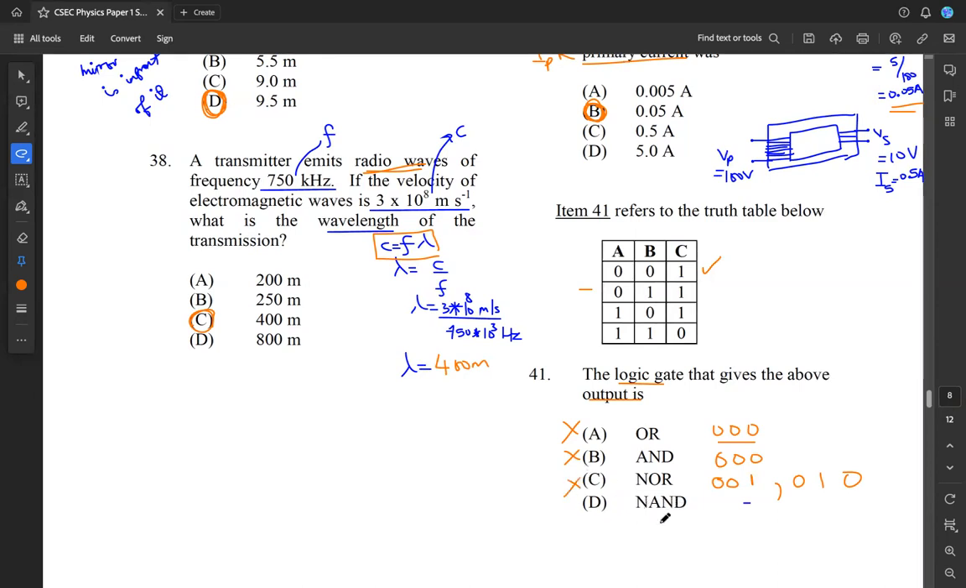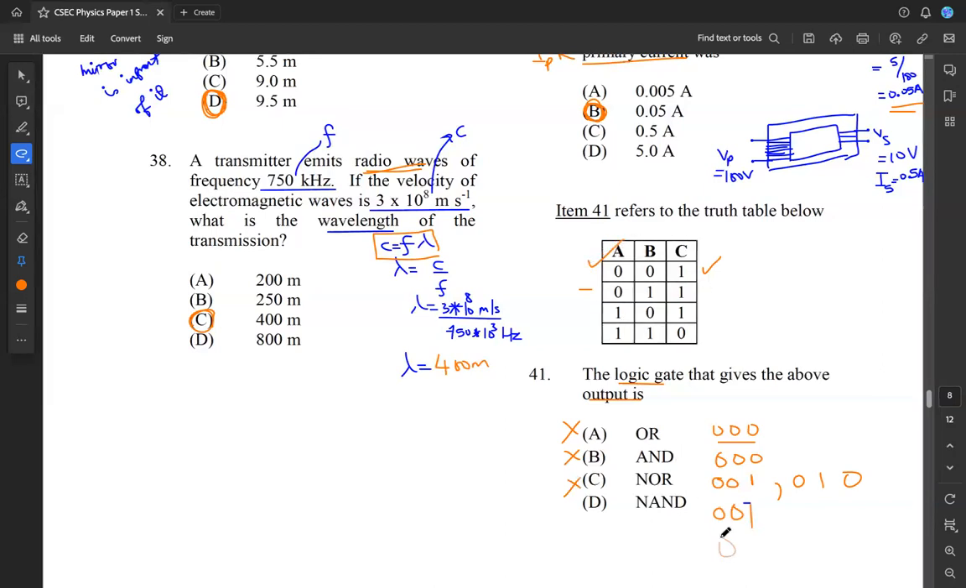So that leaves us with the NAND gate as our only option, but let's just test to be sure. A NAND gate is not an AND, so it's an inverted AND gate, right? In an AND gate, if we have 0, 0, we would get 0. So in a NAND gate, if we have 0, 0, we should get 1. So already we're doing well. We match the first row of the truth table here.